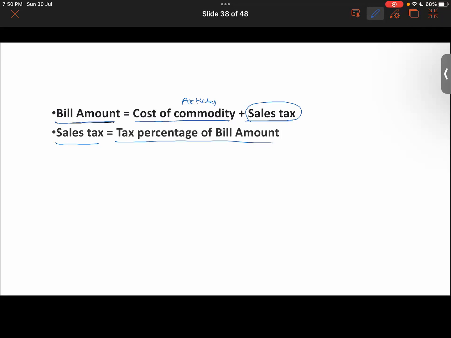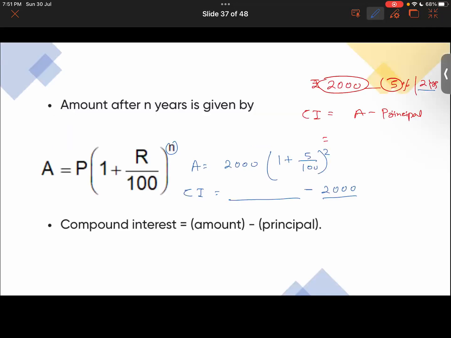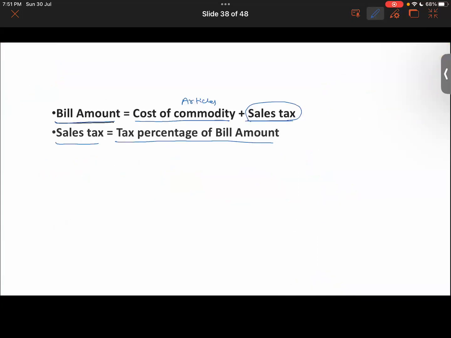Yes, sir. Also, I found the amount from the previous question. You found it out, very good. What was the amount, by the way? Sir, it is 2,205. 2205, very good. So here compound interest is 205 rupees, right? Yes, sir. Okay, good.